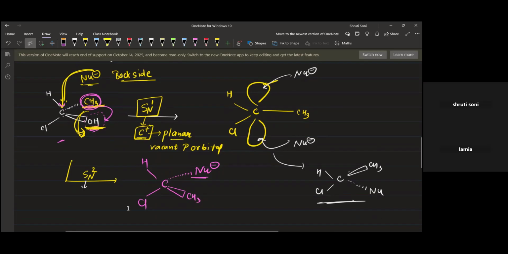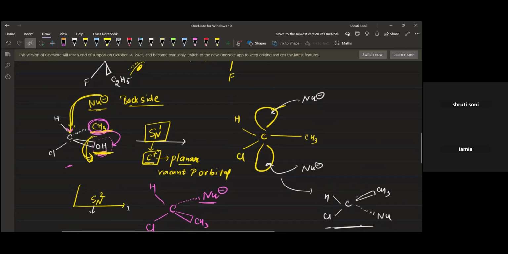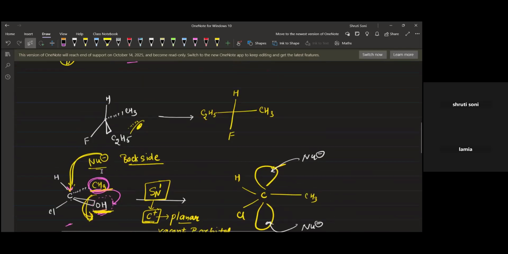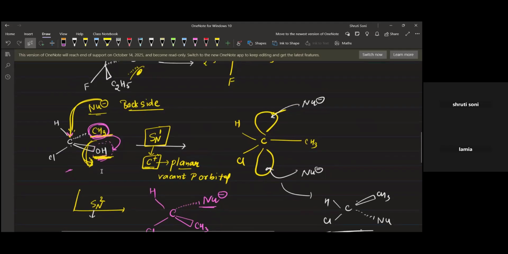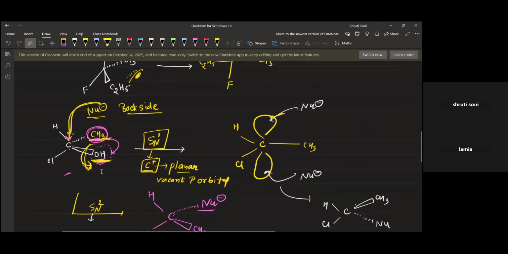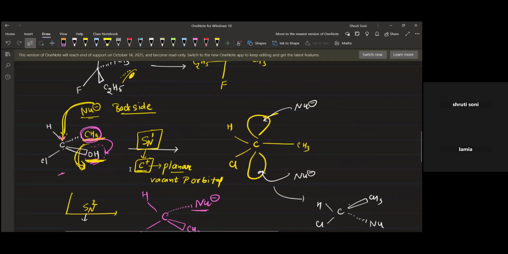Okay, do you have any doubt from the geometry portion? If you have, we can solve your doubt first. Okay, after that we will move further.